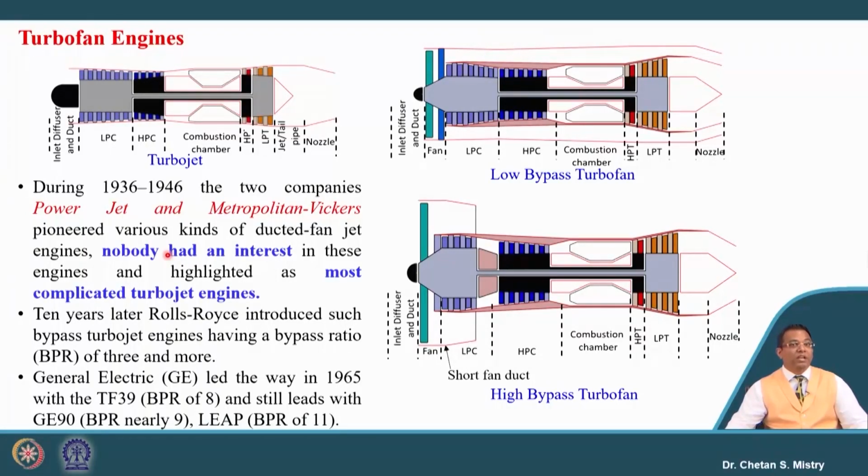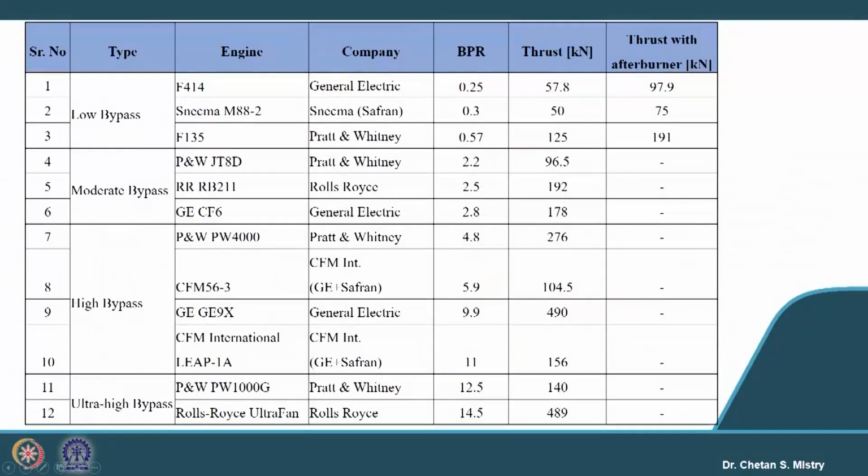So, we can say this is what is representing how this turbofan engine has come into existence. Okay. So, now I am sure you have got the idea what we mean by turbojet engine and what we mean by turbofan engine. So, this is representing what we have defined in terms of low bypass ratio, moderate bypass ratio, high bypass ratio and ultra high bypass ratio fan configurations.